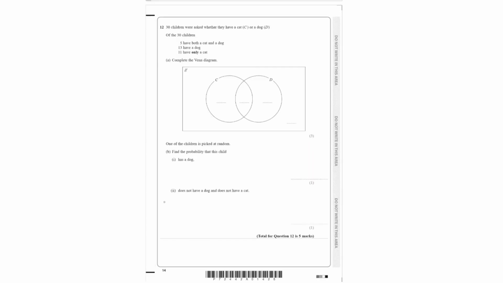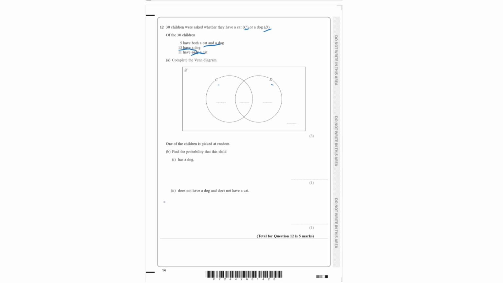Question 12. 30 children were asked whether they have a cat or a dog. Of the 30 children, 5 have both a cat and a dog. 13 have a dog, so that means some of them can have a cat. 11 only have a cat. Complete the Venn diagram. So we can see that C and D are already drawn for us.